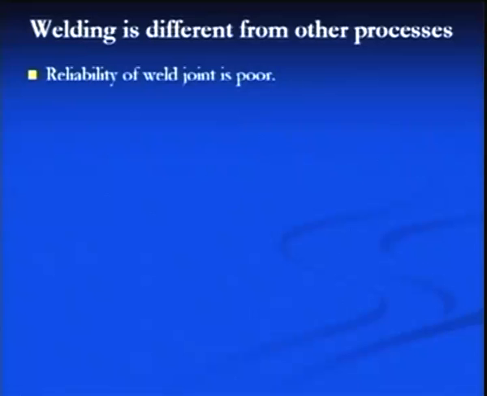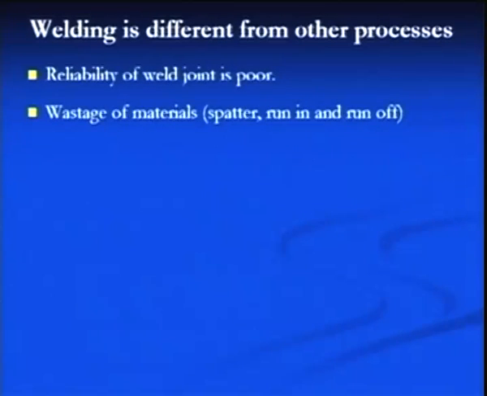There are a few other points related to the dissimilarities in the welding compared to the other fabrication processes, like poor reliability of the joint compared to the other manufacturing techniques. The components produced by the welding are known to have poor reliability compared to those produced by the forming or the casting processes. Wastage of the material is also there in the form of spatter and in the run-in portion and run-off portion, and this run-off portion needs to be removed before obtaining the final component for engineering application.